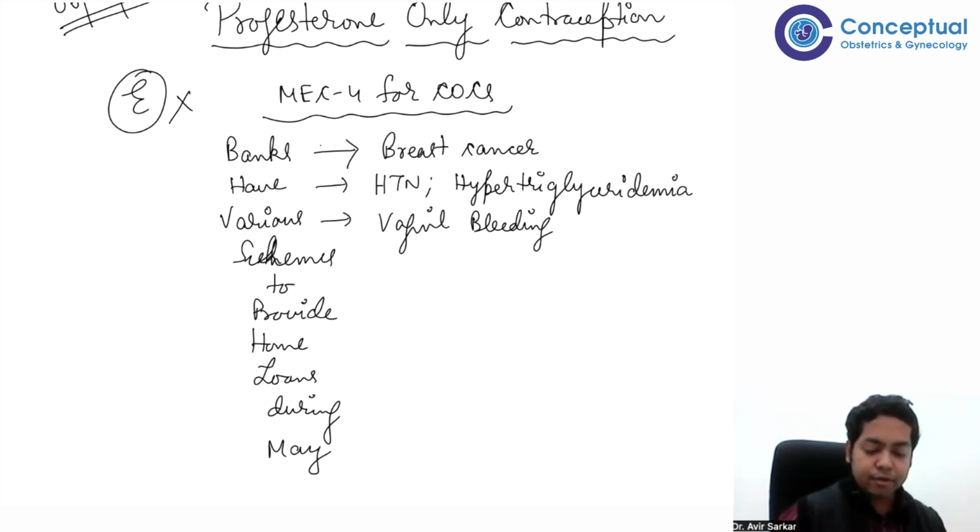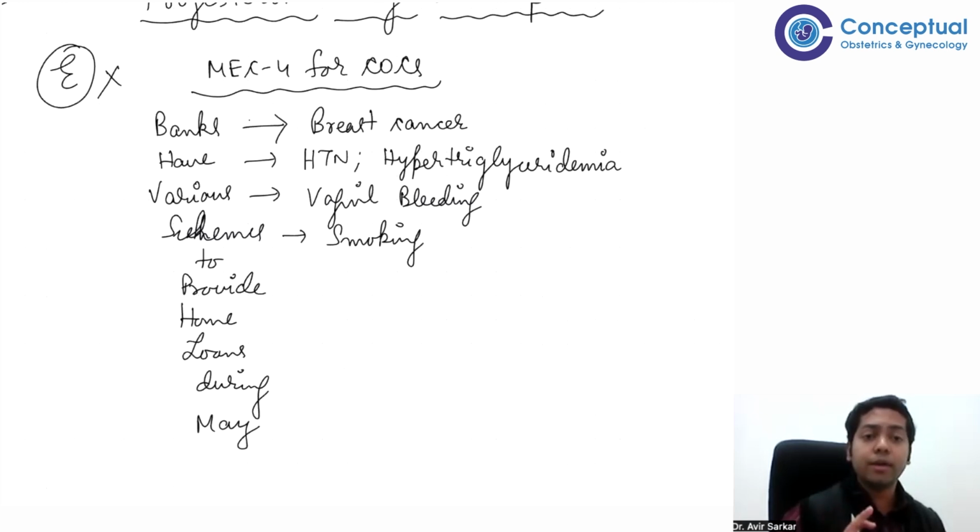S stands for smoking. Smoking in women more than 10 cigarettes a day is an absolute contraindication, WHO MEC category 4. However, women who are smoking 1 to 10 cigarettes in a day are category 3 according to WHO. Smoking in women more than 35 years is an absolute contraindication to estrogen exposure, and so COCs are a complete contraindication.